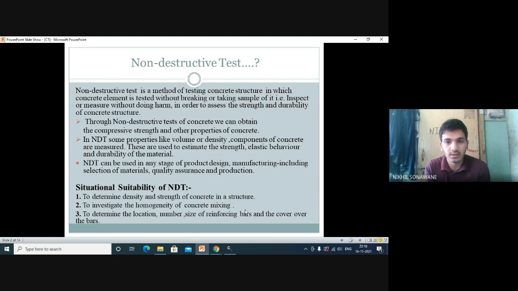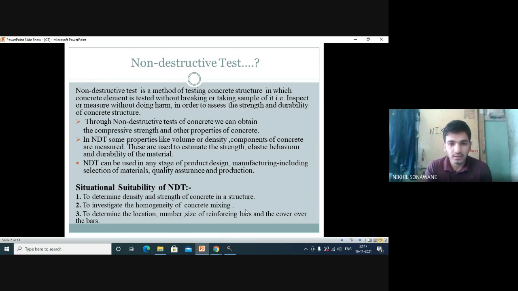But in this test, without breaking or taking the sample, inspection or assessment is done to know the strength and durability of that particular structure with the help of modern methods of non-destructive test. We perform non-destructive tests to obtain different parameters like compressive strength, durability, as well as elastic behavior and many other properties. These properties are not obtained directly; they are determined from some prior properties like volume and density, and from that we estimate the different properties like durability, workability, strength, compressive strength, and different parameters.